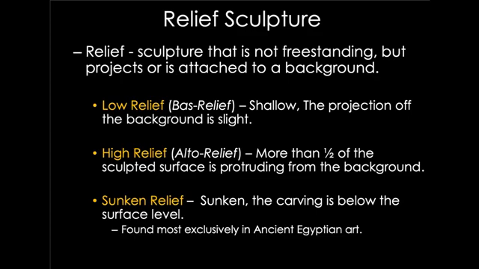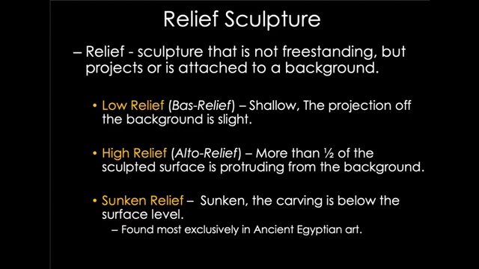Then you have high relief. Alto relief is an Italian term, so sometimes you'll see that it's referring to the same thing. That's where more than half of the sculpted surface is protruding off of that background. Mount Rushmore is a prime example of a high relief. The presidents are lifted off of the mountainside. They're still attached; that's their background, but they are lifted, and more than half of the sculpture is lifted off of that background.